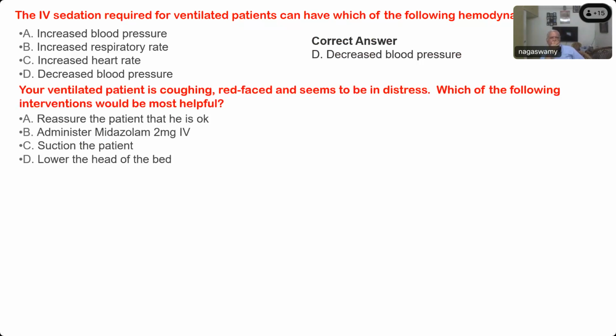Administer midazolam 2 milligram. Suction the patient, sir. Suction the patient. What do you do in ICU? Whenever the patient coughs and you find any secretions in the tube, you always disconnect and try to suction the patient. Correct answer is suction the patient.